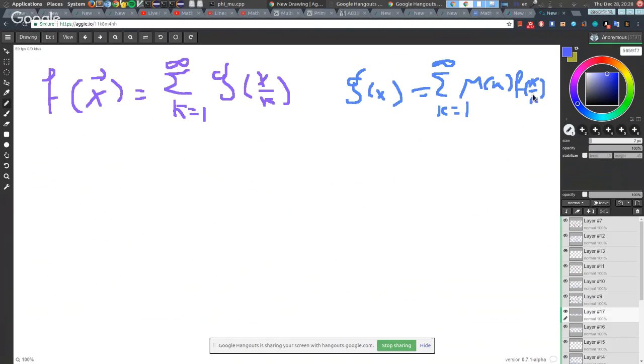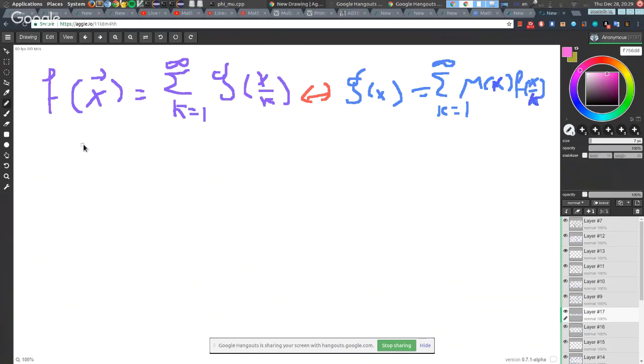So this is x over k. These two formulas correspond to each other. This is the generalized form of Mobius inversion, and we have to make a condition that the functions f and g are convergent.